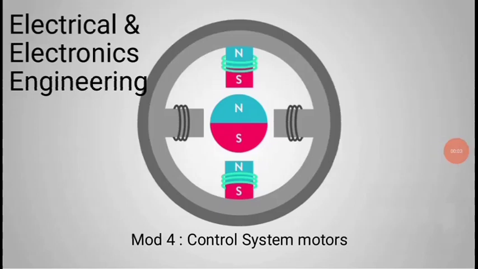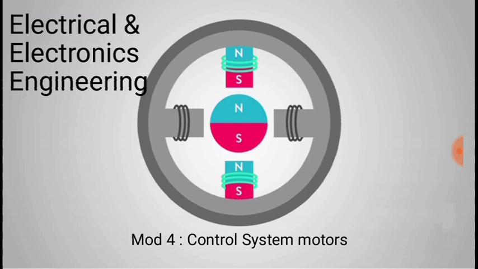Dear students, so far in the last three modules, we have discussed various types of electrical machines. In the first module, we discussed transformers and then various types of motors, induction motors and DC machines. Now we are moving into the next module. It is all about control system motors.